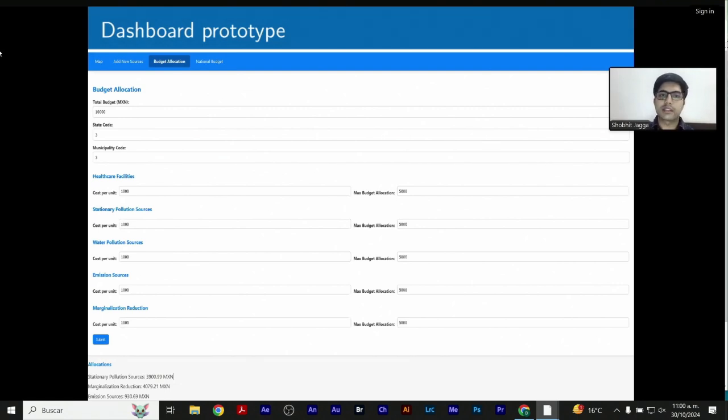Okay. Lastly, in the budget allocation tab, we can view optimal budget allocations for input constraints for a municipality. The figure shows a sample allocation where we provided total budget and the maximum and per unit cost for all the input sources to get an allocation of resources and budget for La Paz municipality.